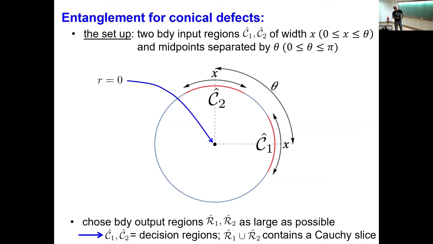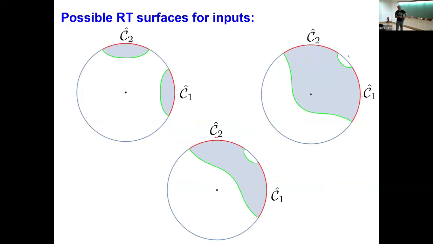Here was the setup. We had a conical defect, and I'm going to start by thinking about entanglement entropies for the two decision regions. And so I want to think about RT surfaces in this particular picture. Here are the RT surfaces that we're going to think about. This is the disconnected phase, and so I've got the two associated with C1 and C2. There are two connected phases that I'm drawing here. This surface is common to both, but the second surface in this case encloses the defect. In this case, it avoids the defect.